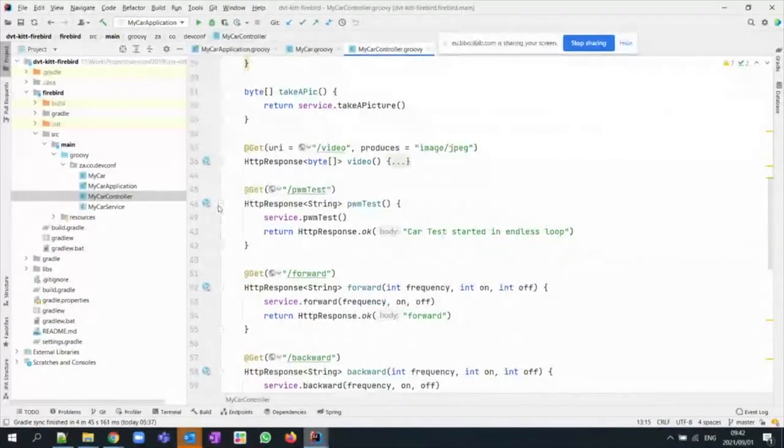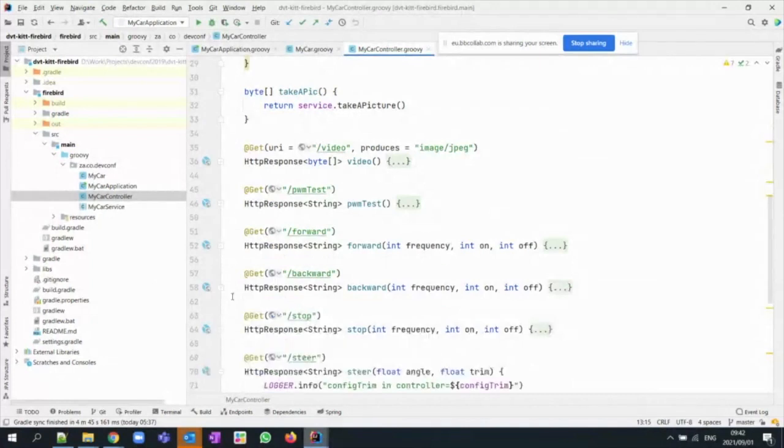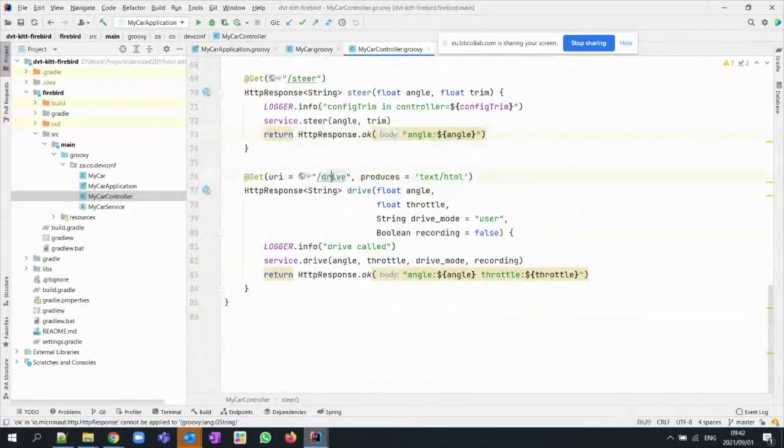I've just exposed a couple of RESTful endpoints with the GET HTTP type to say that for videos, call that service. For my PWM test, something else. When the car moves forward or backward, do something else. When it stops, do something else. When I steer, then give me the angle details back from it. And when I'm driving, I just want to collect the drive details like angle, throttle, and a few other things around it, and then just get it back. And this entire thing makes use of Micronaut to run the thing.